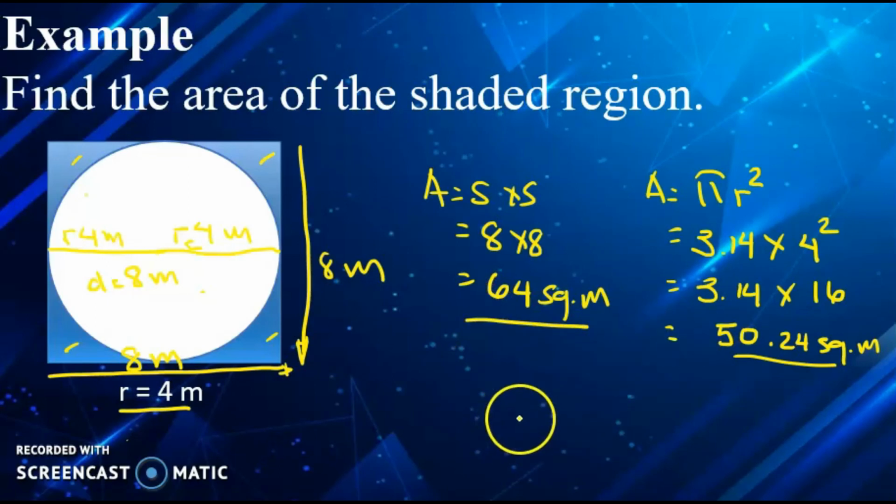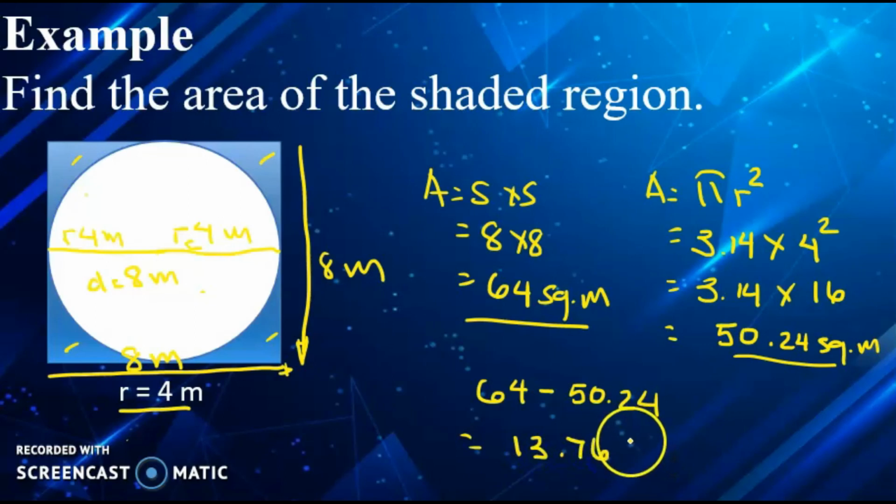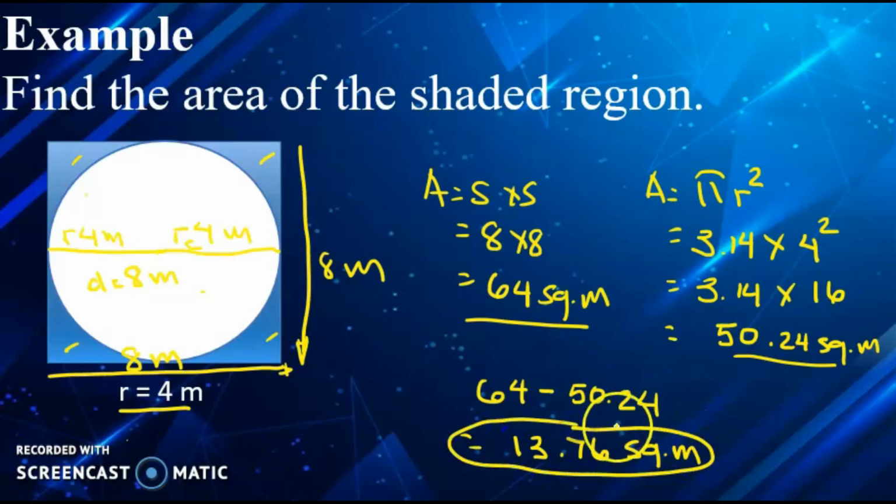Ito yung area ng square. So, next is subtract natin. So, 64 minus 50.24 is equals to 13.76 square meter. So, this is our final answer. Okay, so that is the area of the shaded region.